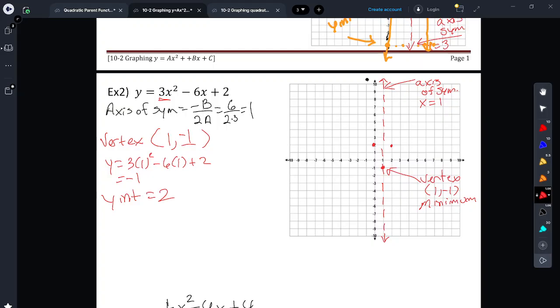And then what point would you check now to get some more points on the graph? We already know 1. 1's the axis of symmetry, right? I would actually check the next point over because these get vertical really quick usually. I would check either 3 or negative 1. I'm going to do negative 1 because it's usually easier to square negative 1 than it is the other way around. So I'm going to do negative 1, right?